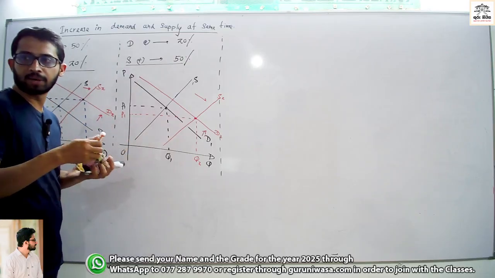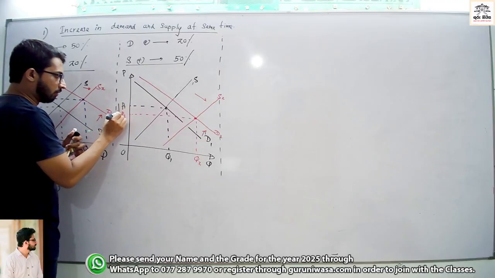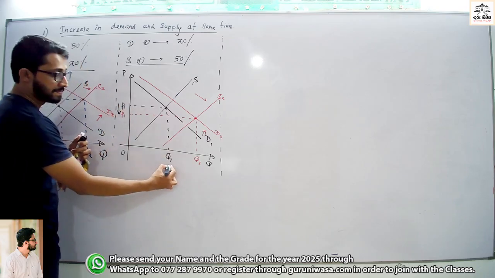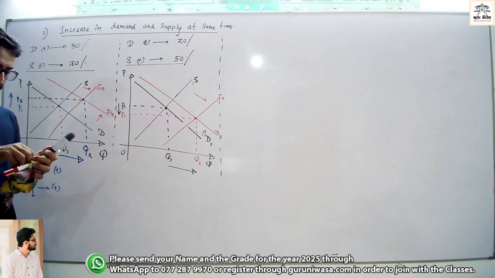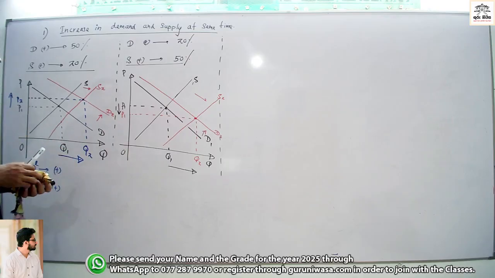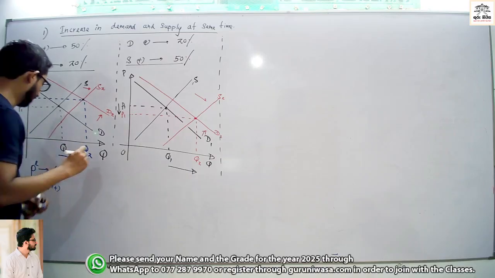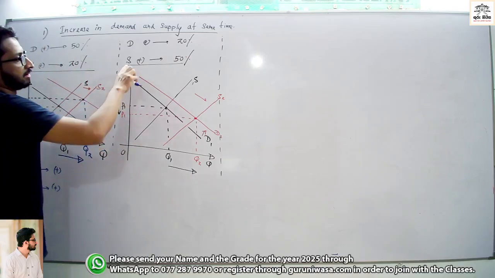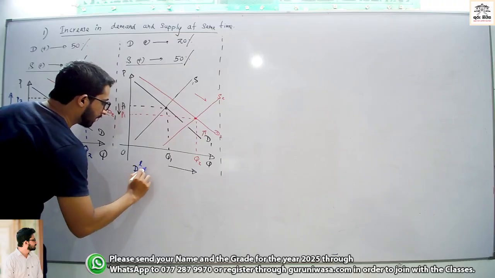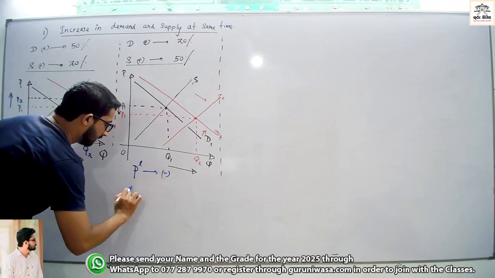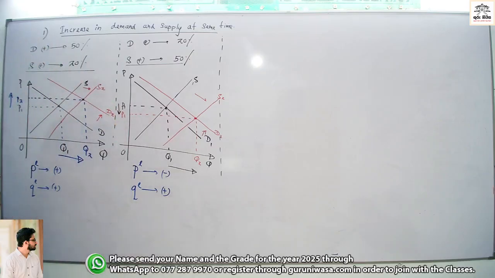What happens to the equilibrium price, Lamai? Equilibrium price decreases, falls, and equilibrium quantity increases, Lamai. Then as a general conclusion, we can say, Lamai, when supply increases faster than demand increases, equilibrium price decreases and equilibrium quantity increases. Okay, Lamai.